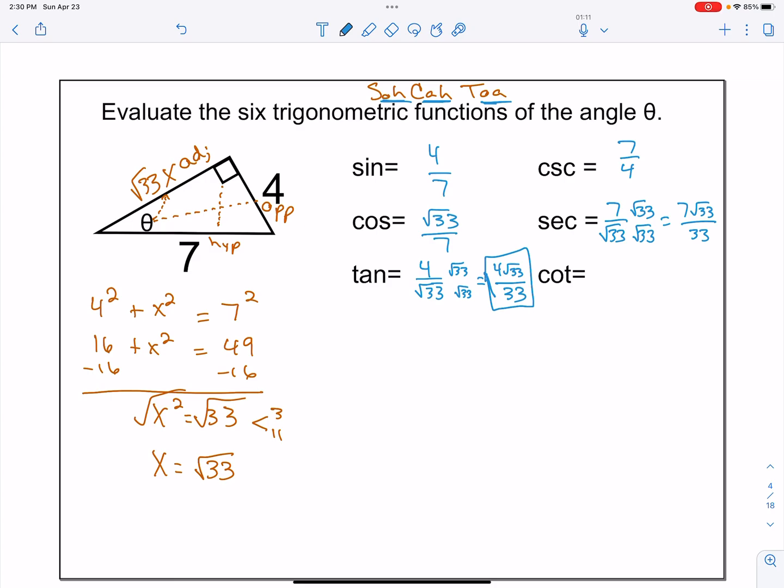Can we simplify 7 over 33? Nope, we cannot. If you don't know how to check that, you just do 7 divided by 33, math, enter, enter, and see if it simplifies the fraction for you. And it does not. It stays 7 over 33.